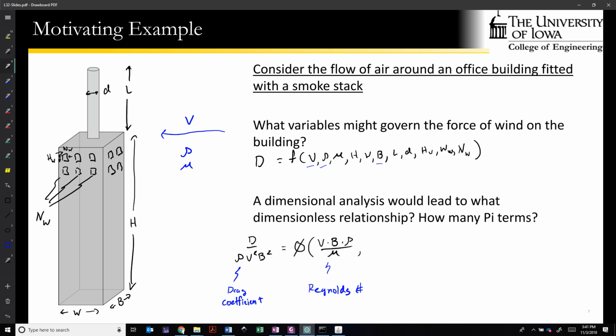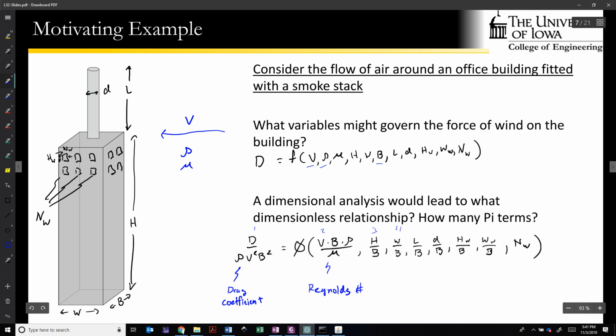I mean, the pi terms that are formed entirely out of ratios of different geometric features of the building. For example, the ratio of height to breadth, width to breadth, smokestack height to breadth, diameter to breadth, the height and width of the windows divided by the breadth of the building, and then finally, the number of windows is already simply a number. It doesn't have any dimensions or units attached to it, so it does not get modified. It simply is retained. So we have 1, 2, 3, 4, 5, 6, 7, 8, 9 dimensionless terms in our proposed relationship, even more if you included additional things up here, such as the examples I named.